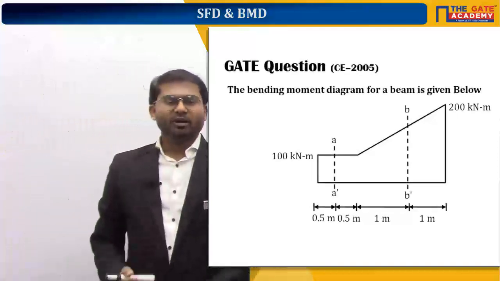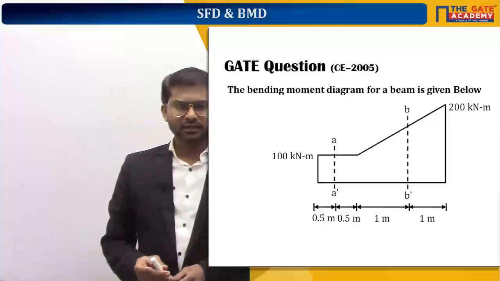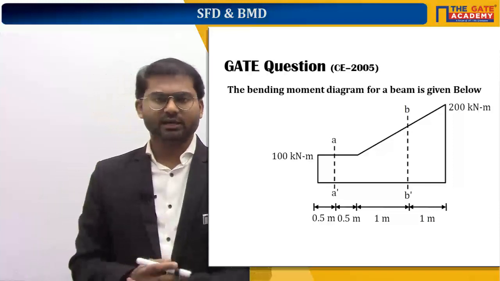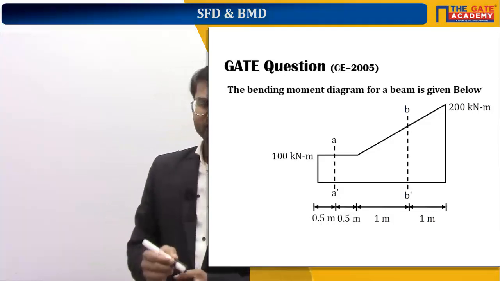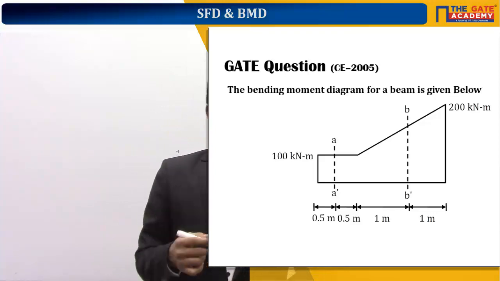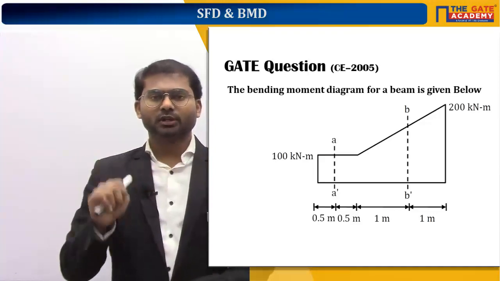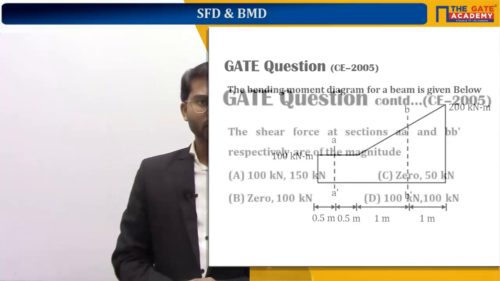They are given the bending moment diagram and they're asking us to get the value of shear force. It's very clear for us that already the slope of the bending moment diagram is equal to shear force. So we can take the slope of the bending moment diagram to get the value of shear force. So here if you see at section AA, the bending moment diagram is horizontal. So obviously the slope is 0. So shear force is equal to 0 here.